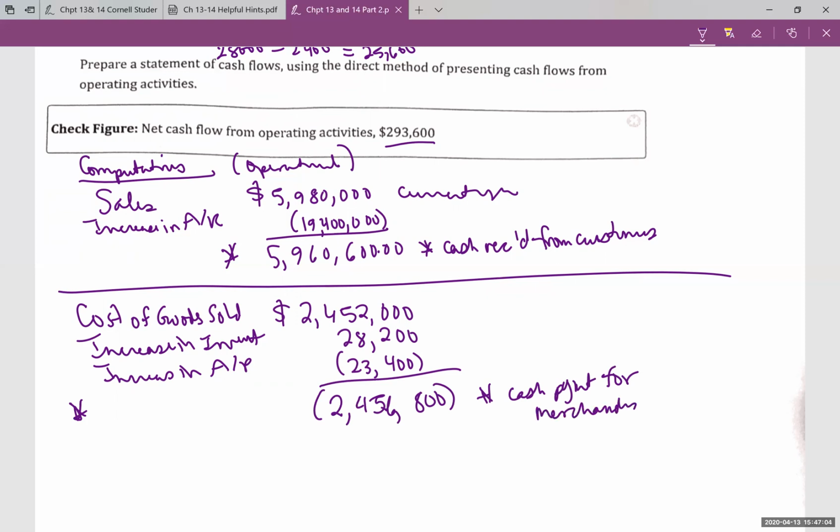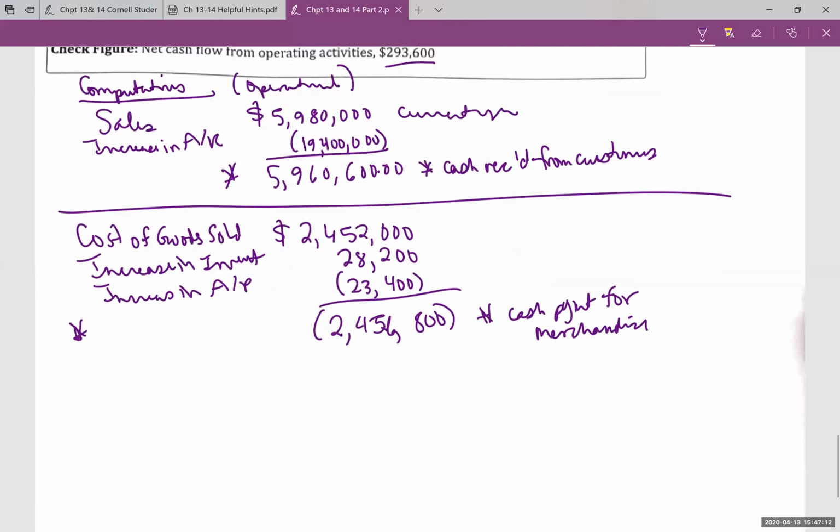And that's how we calculate it. You had to start with cost of goods sold, any increase in inventory added, and then we subtracted out the increase in AP because that was less money that we paid, if you will. So you'll use this number as well.